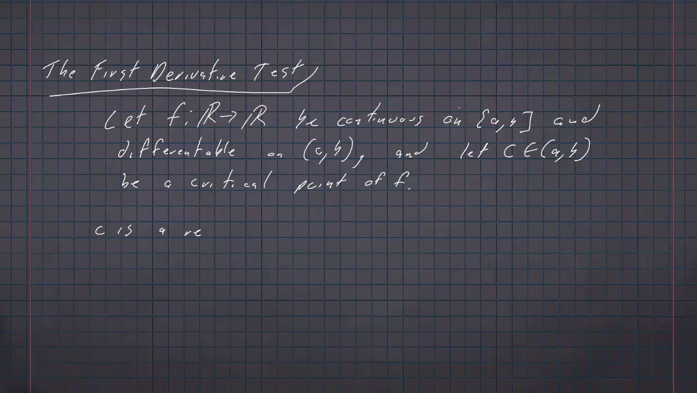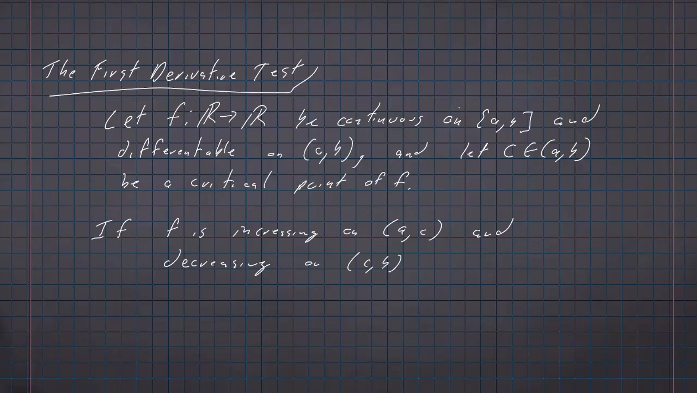I should state this the other way. Words and I are not getting along today. If f is increasing on the interval from A to C and decreasing on C to B, then f has a relative maximum at C. And vice versa. If f is decreasing on AC and increasing on CB, then f has a relative minimum at C.